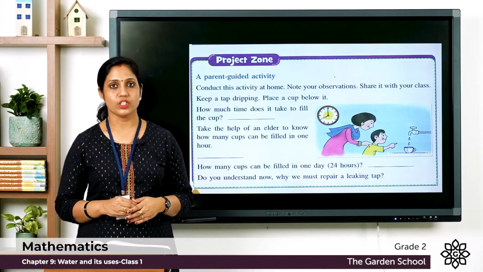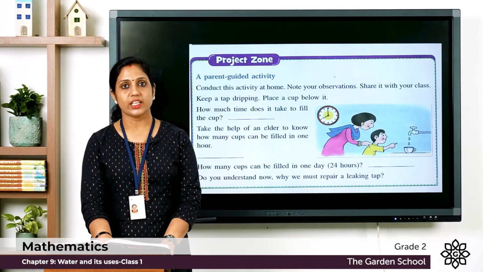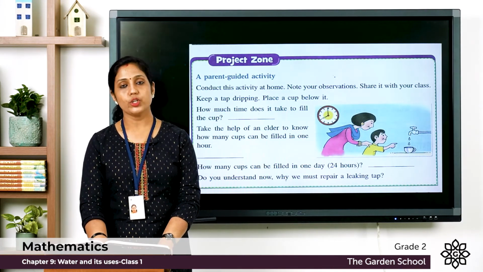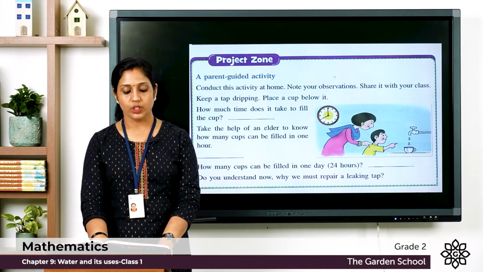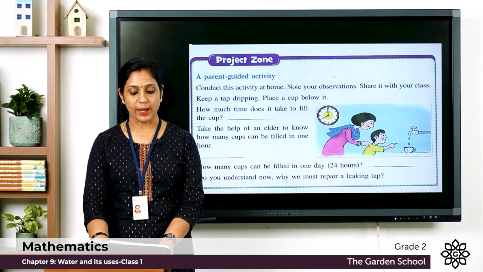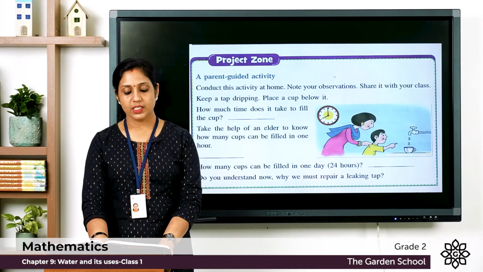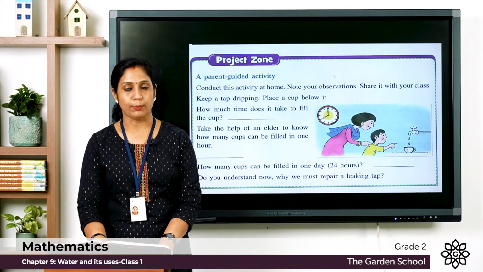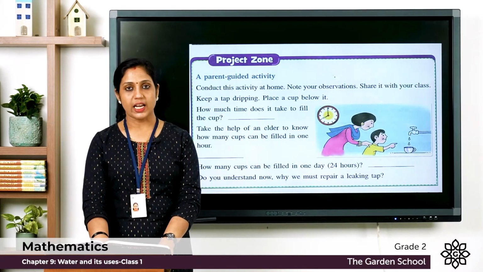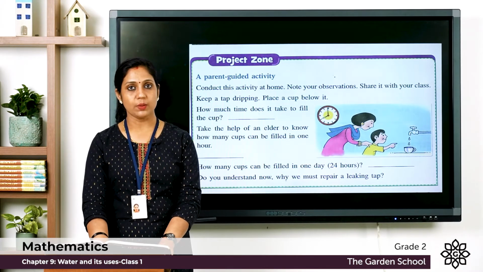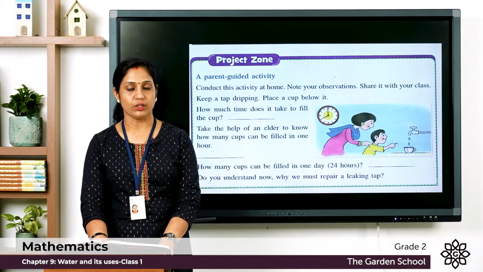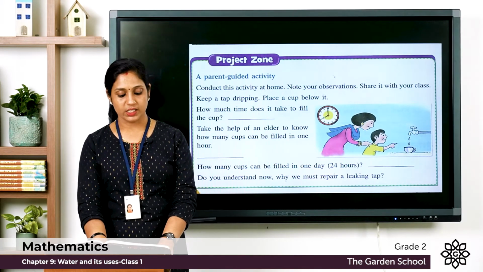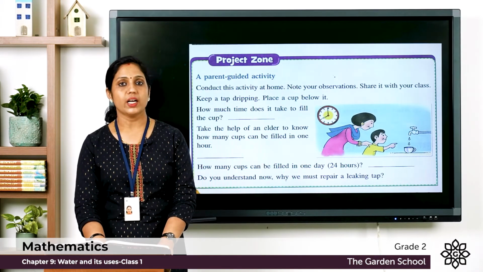Next we have the project zone, a parent guided activity. Conduct this activity at home. Note your observations. Share it with your class. Keep a tap dripping. Place a cup below it. How much time does it take to fill the cup? Take the help of an elder to know how many cups can be filled in 1 hour. How many cups can be filled in 1 day? Do you understand now why we must repair a leaking tap?